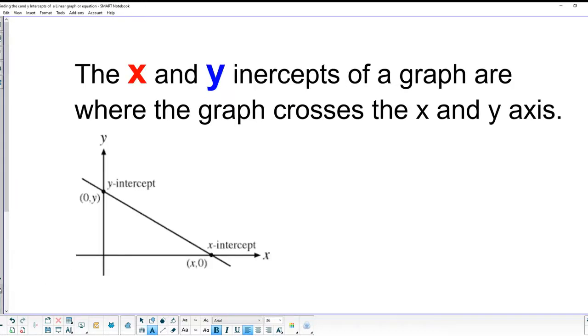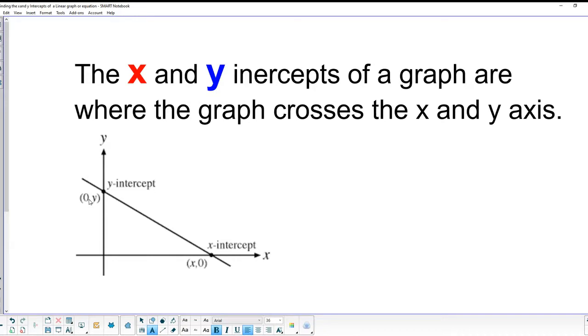So first of all, the x and y intercepts of a graph are where the graph crosses the x and y axis. At the y-intercept, as you can see, the x value is 0, and the y value will be whatever the value is at that crossing point. The x-intercept, on the other hand, is where the line crosses the x-axis, and so you'll have a value for x at that point, but the y value will be 0. So those are two distinct characteristics of the x and y intercept.